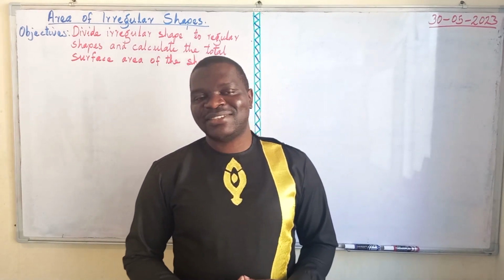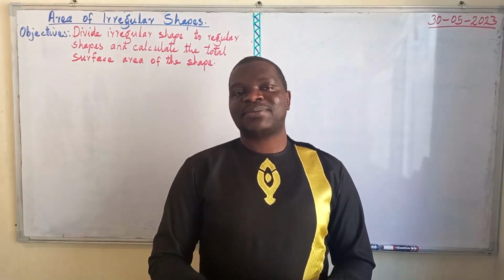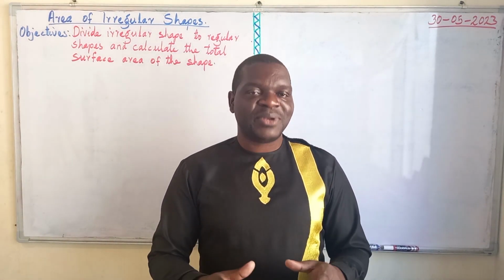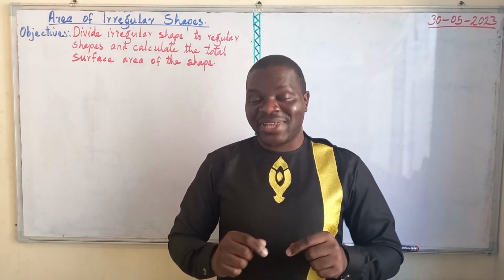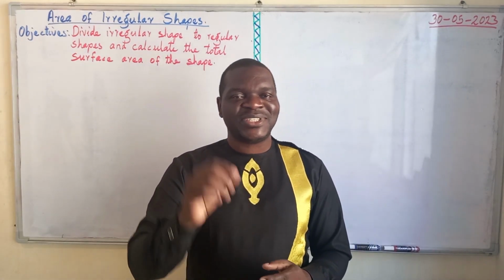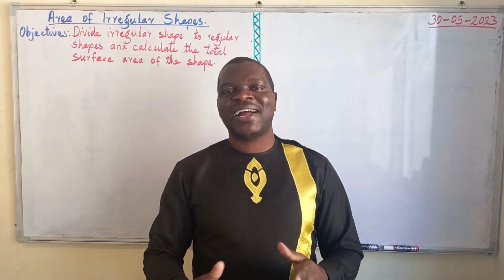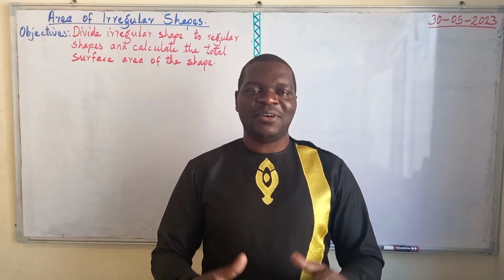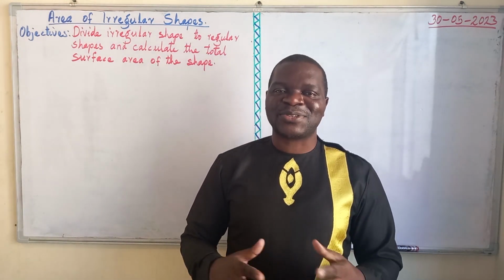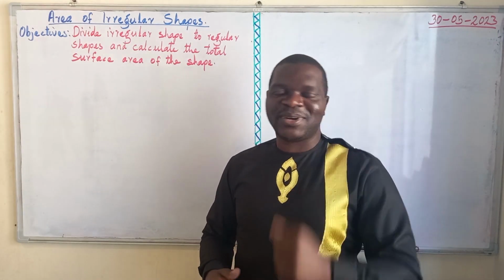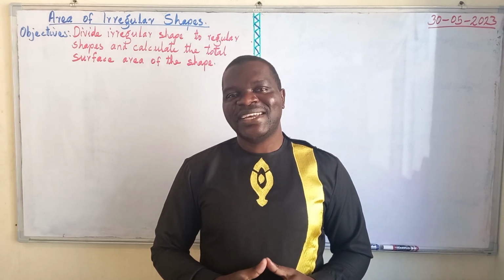In today's lesson, we are going to talk about irregular shapes. Irregular shapes can be divided into regular shapes and the area calculated. By the end of today's lesson, you should be able to divide an irregular shape into regular shapes and find the total surface area of this shape. Without any waste of time, we're going to go straight into solving some examples so that you can better understand what to do as far as irregular shapes are concerned.